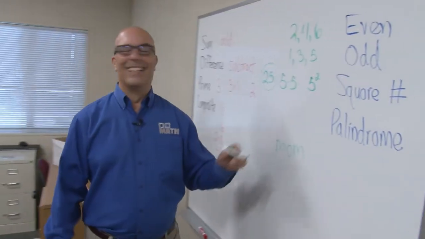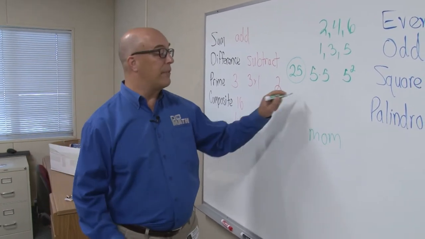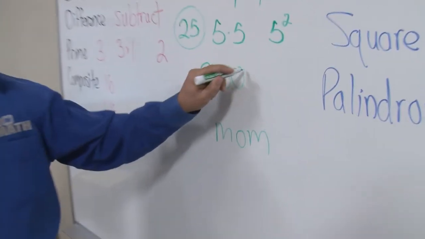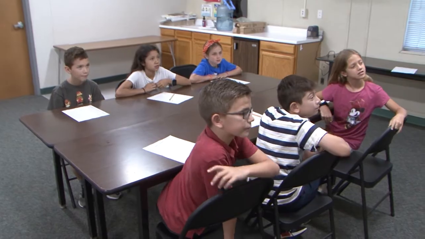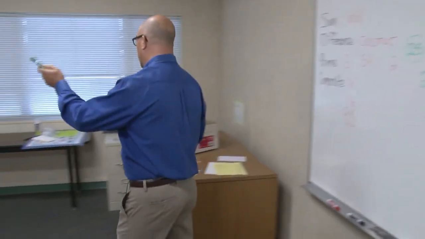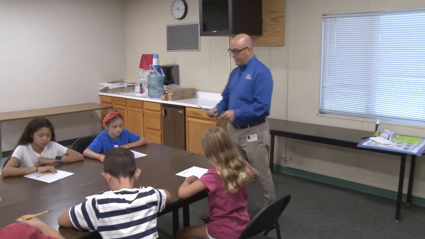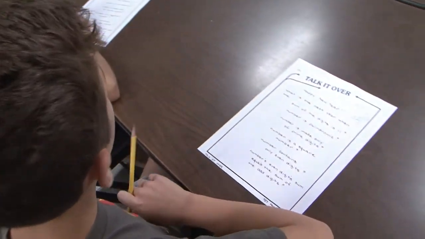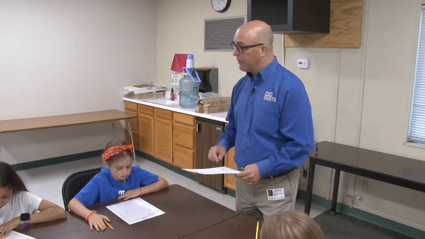But anyway, a palindromic number is one that is the same frontwards and backwards. If I do this, 2002, isn't it the same going both ways? Yes. Okay. So that's a palindromic number. All right. So now let's take a look at our paper again. We did the sum of the digits is 11. We know it's 2019.